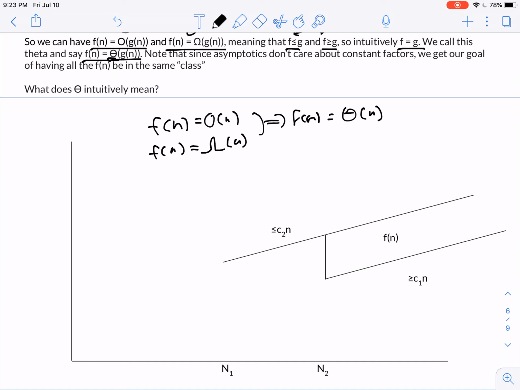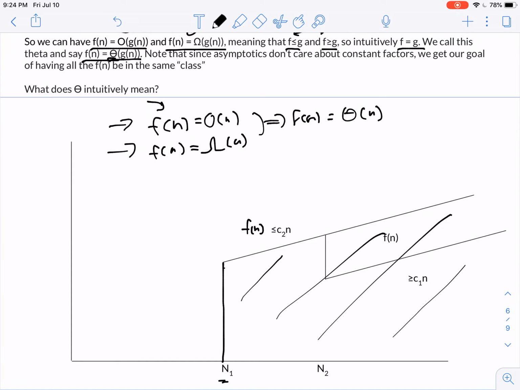First, f of n is big O of n, which means there's some big N, which we'll call n1 because we have two of these relationships, so we're going to number them n1 and n2. So past some point n1, f of n is less than or equal to some constant c2 times n. That's literally the definition of f of n being big O of n. So that means f of n has to be somewhere in this region down here.